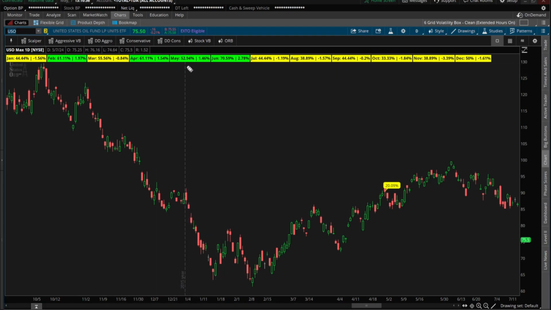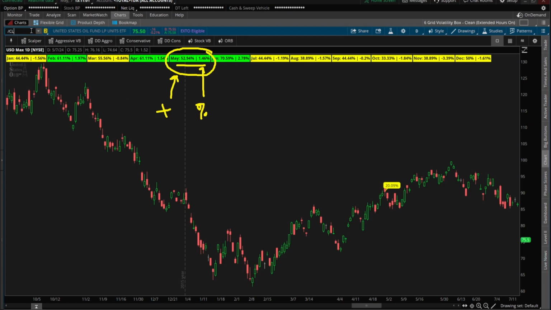It's not like 52.94% gives you all that much hope, but the fact that this label is green with both our numbers being positive here, 52.94 for how often May is a positive month, and 1.46% for the average percentage gain for that month. That tells us that, again, XLE offers a slightly better opportunity here.